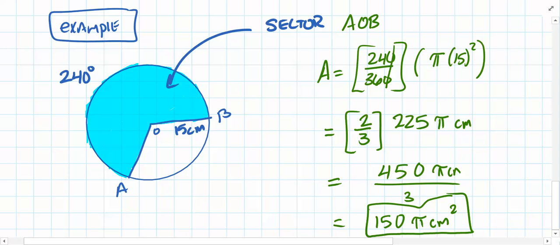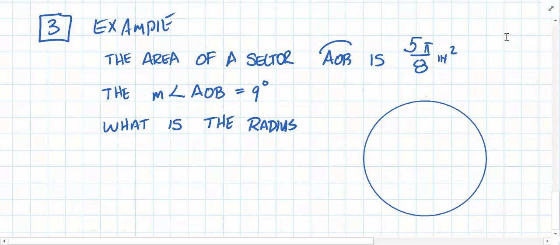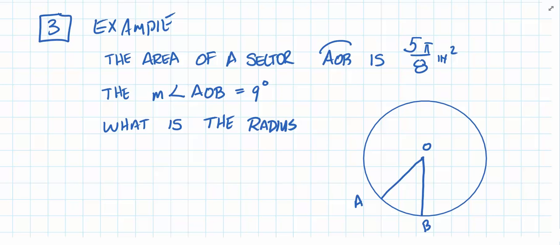All right, so let's draw an AOB. Here's A, here's O, there's B. I know two things about this. What do I know? I know that this right here is 9 degrees. The rest is 351.